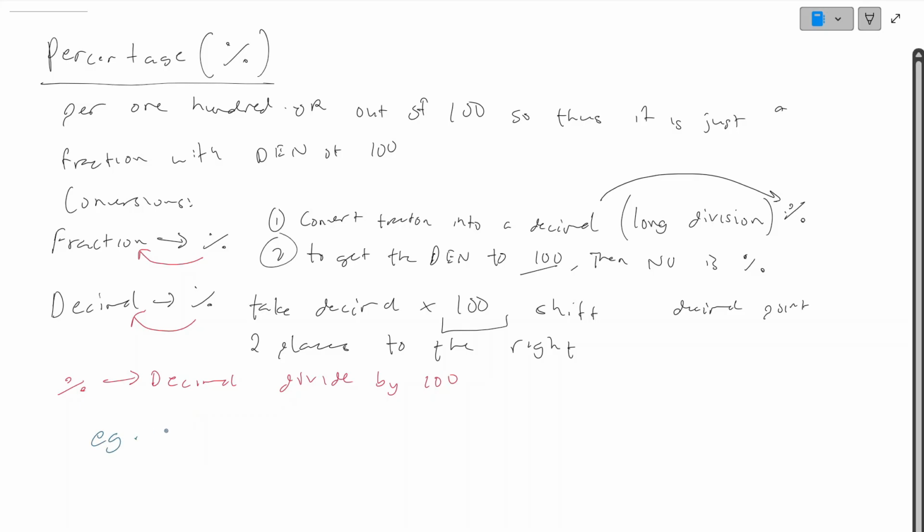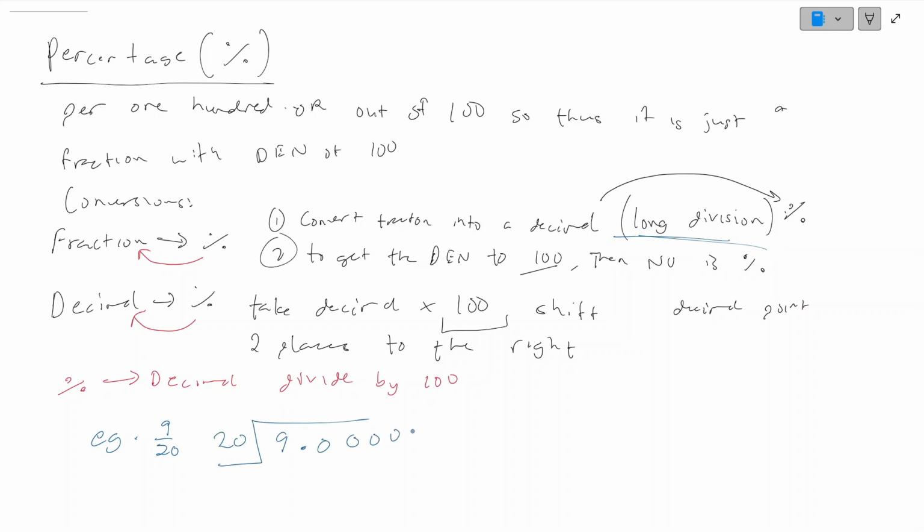Let us take an example, which is 9/20. We will convert this into a decimal and a percentage. To convert it into a decimal, what we have to do is long division. So we would divide 9 by 20. But remember, 9 is just 9.0000 and so on, right?